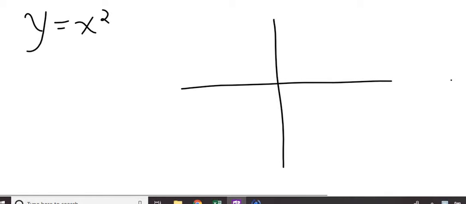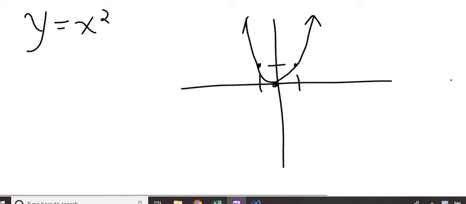Okay, so what I want to do is first look at just a basic graph, and then we'll work through each type of transformation one at a time. The basic graph is going to look like this, where you have your vertex at (0, 0) and you just have those points. Now this is going to be a parabola.